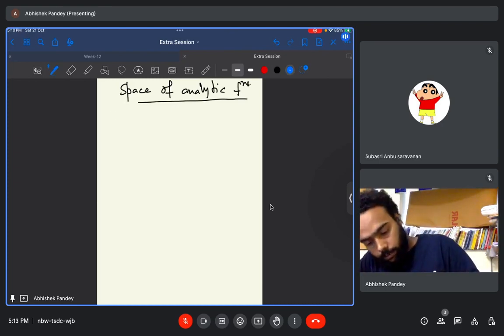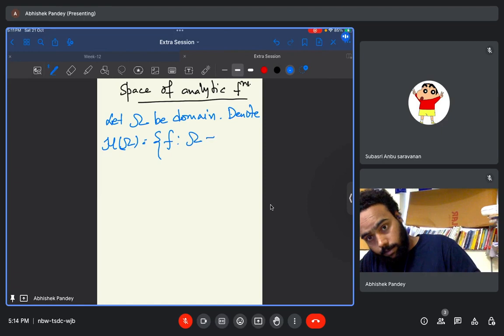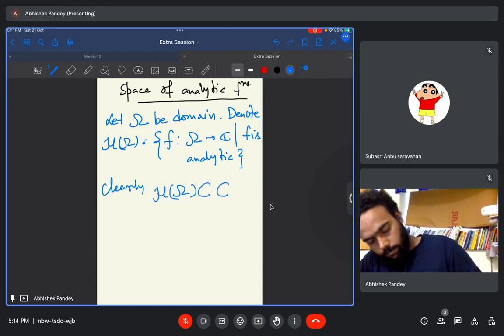Let omega be a domain, denote H(omega). H(omega) is basically the set of f such that f: omega to C and f is analytic. Clearly H(omega) is a subset of C(omega), isn't it?